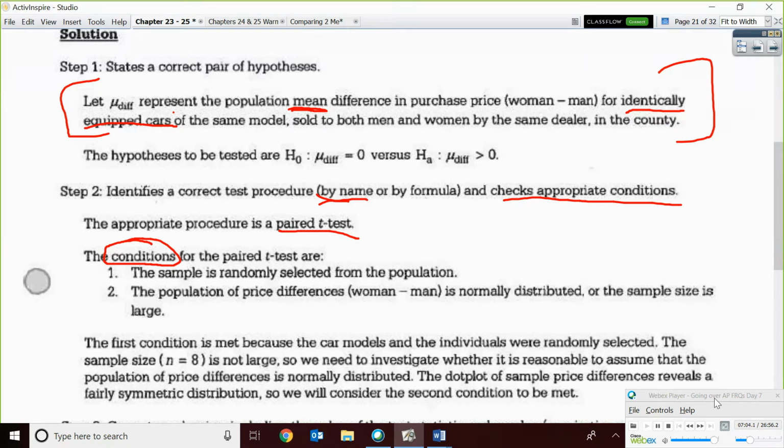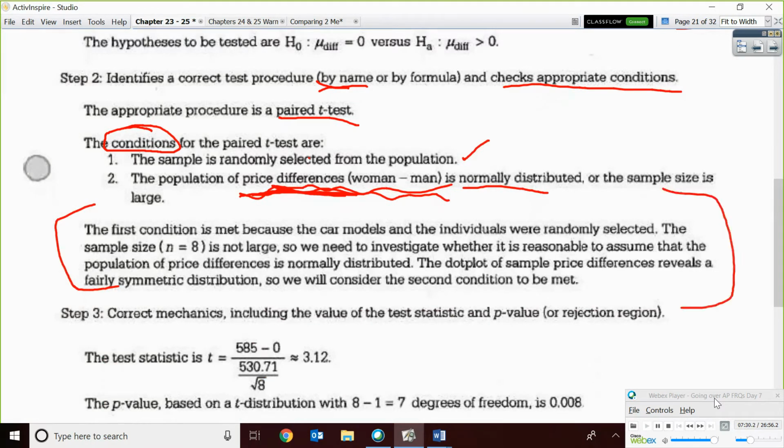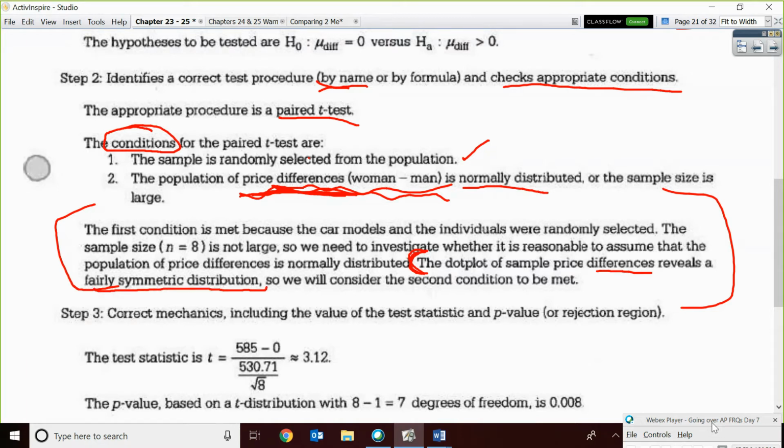Okay, and then here we say, the sample is randomly selected from the population, and the population of the price differences, see how they specifically say which dot plot they are referencing, okay, is normally distributed or the sample size is large. Okay, so let's see what they have here. It's not large, so we need to investigate whether it is reasonable to assume that the population of the price differences is normally distributed. Okay, see, here we go. Look at this right here. The dot plot of sample price differences reveals a fairly symmetric distribution. So we will consider the second condition met.